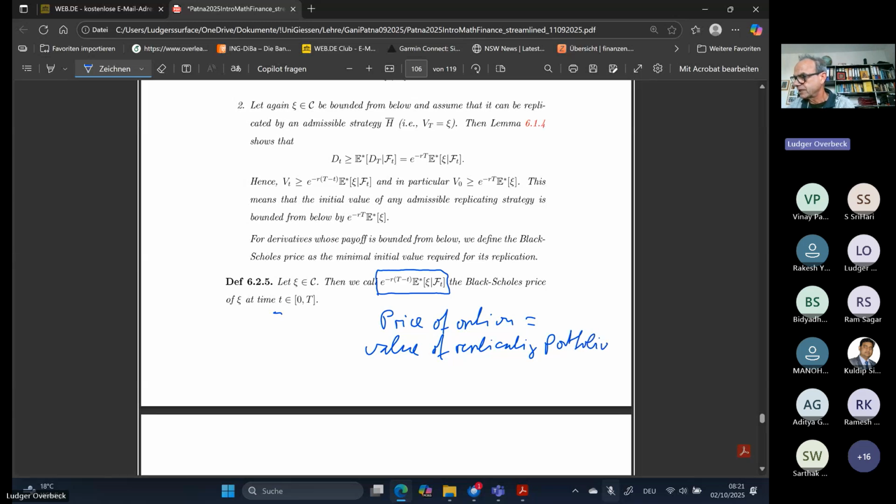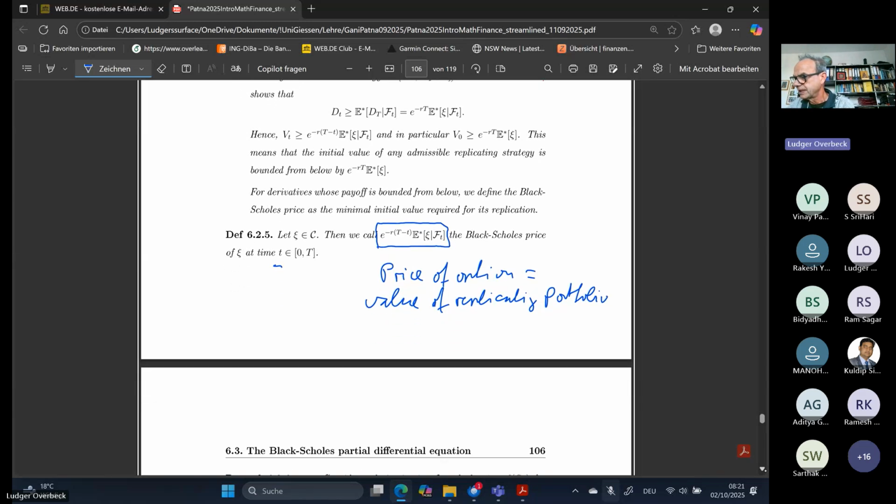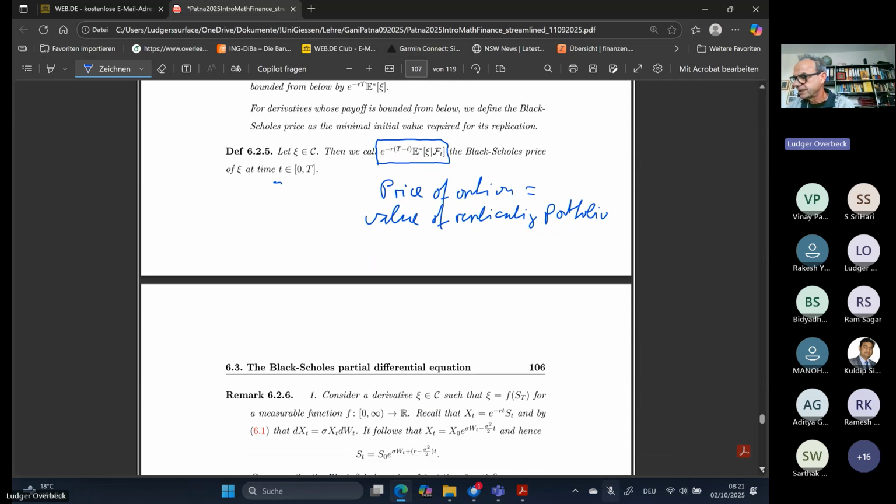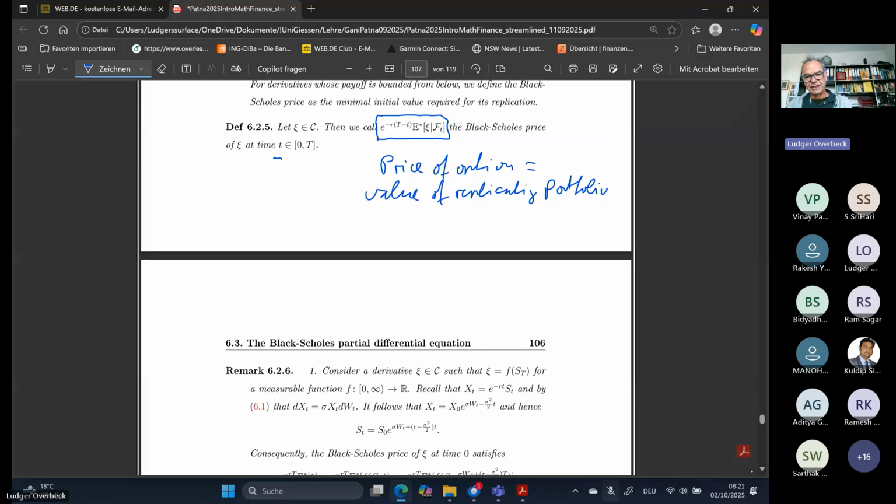And since in the Black-Scholes world our P star is unique, the phi is unique, so also the hedging strategies are unique. Okay. That's so far the general theory.